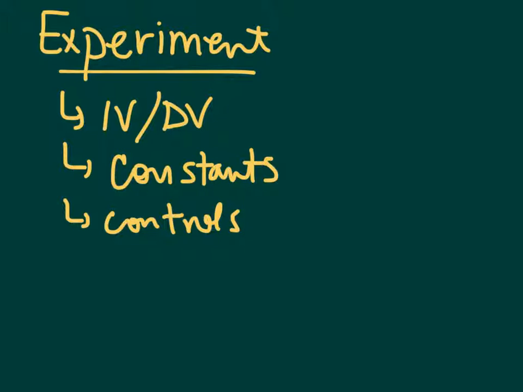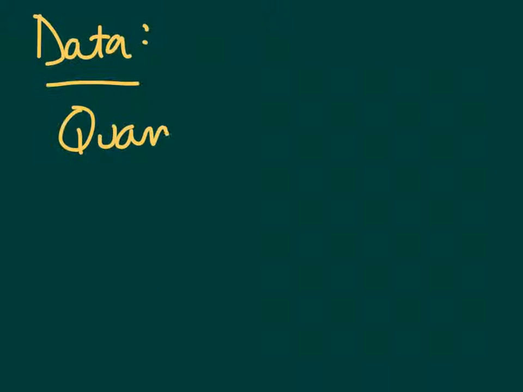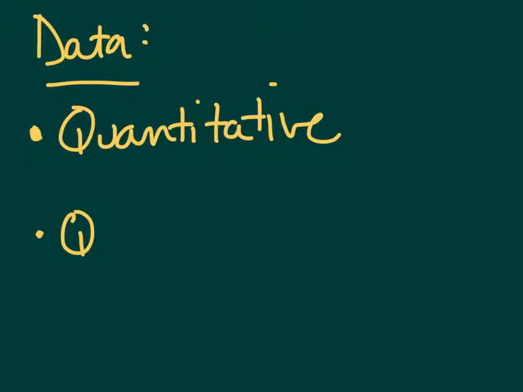So, for those of you who are still not really comfortable with constants and controls, we'll talk about them when we review your own experimental designs, for those of you who need it. Good experiments should also collect data. There are two kinds of data. One of them is preferred by scientists everywhere to the other.